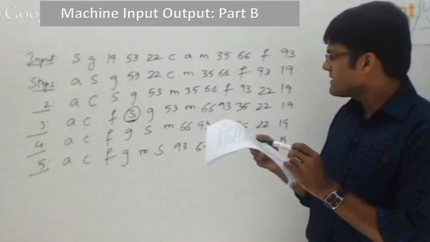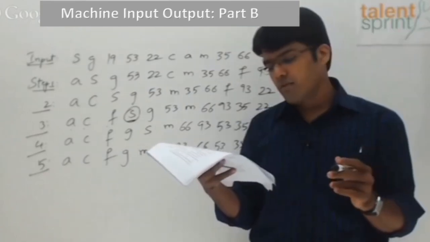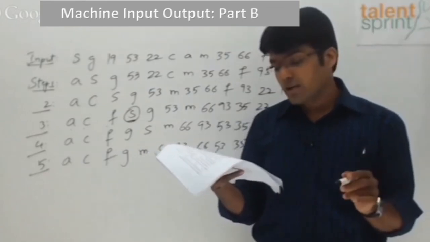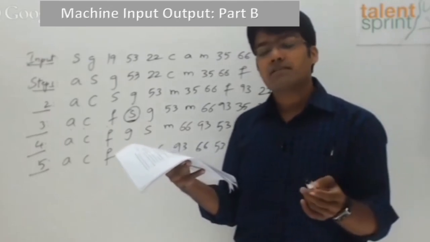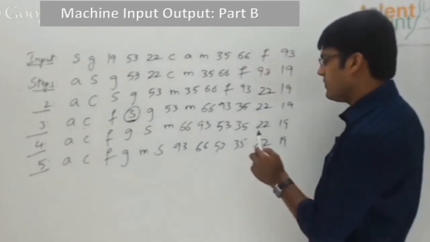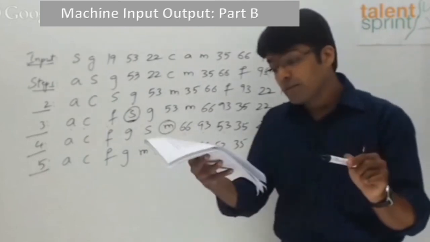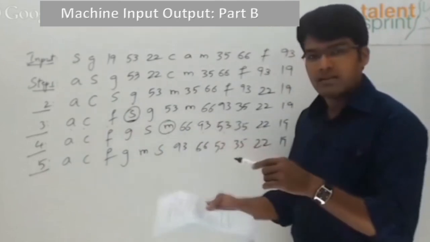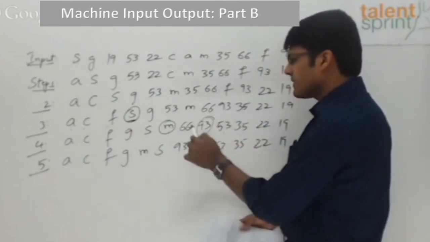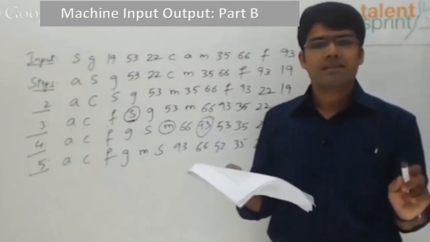Then 19th one, which of the following would be second to the right of 7th from the right end of step 4? What is 7th from the right end of step 4? 1, 2, 3, 4, 5, 6, 7. M. Now, which of the following would be second to the right of M? That's the logic. Second to the right of M, 93. So your answer will be option 5, 93.